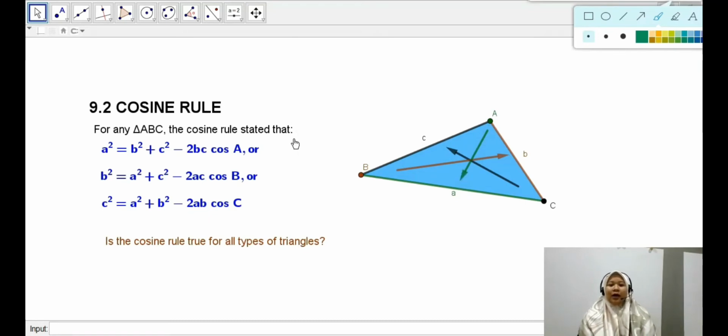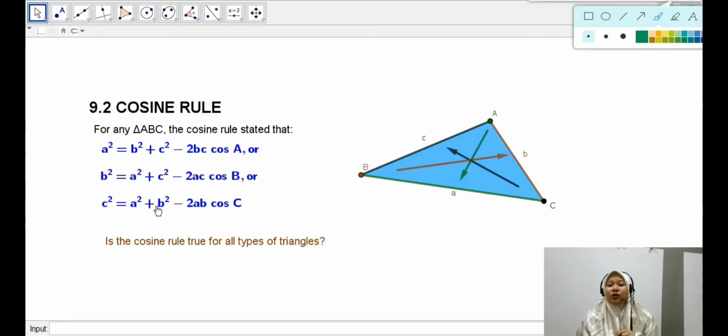So moving on to this one. For any triangle ABC, the cosine rule states that a squared equals b squared plus c squared minus 2bc cos A, or b squared equals a squared plus c squared minus 2ac cos B, or c squared equals a squared plus b squared minus 2ab cos C. So can you spot the difference here? When we want to use this one, when we want to use the second one, or the third one.